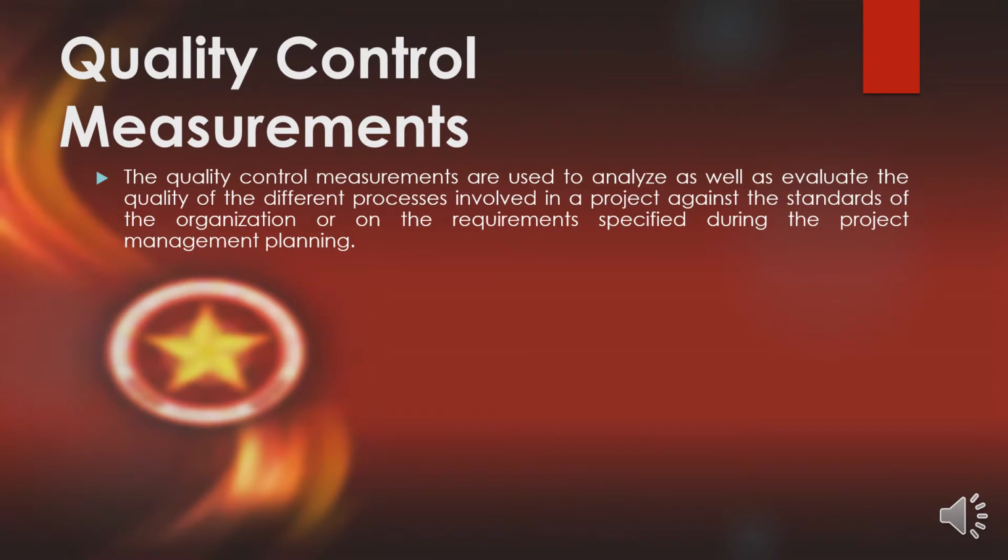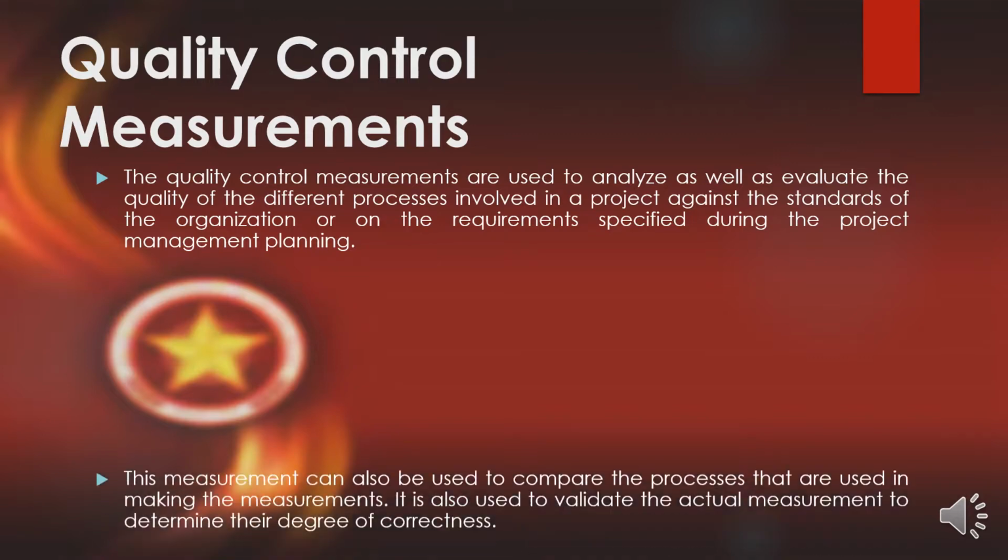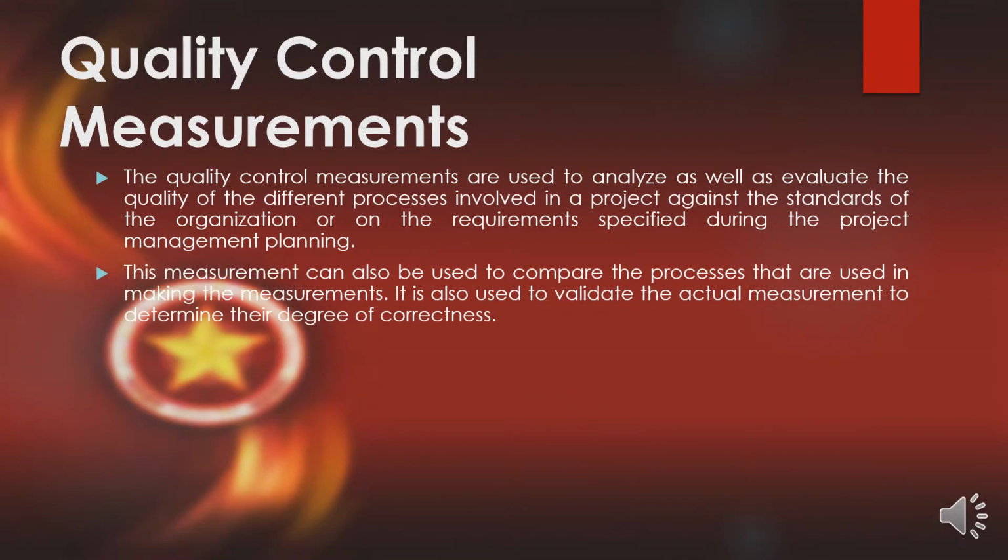The quality control measurements are used to analyze as well as evaluate the quality of the different processes involved in a project against the standards of the organization or the requirements specified during project management planning. The measurements can also be used to compare the processes that are used in making the measurements. They are also used to validate the actual measurements to determine their degree of correctness.